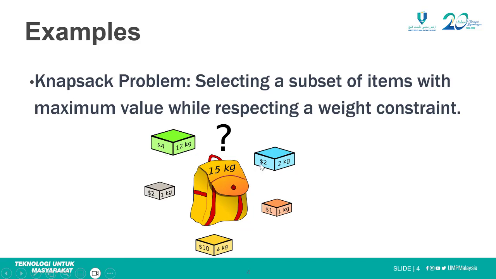$6. But if we take this item, 4 kg, combined with other items such as in blue color or in gray color, the value is already $14. So this is one example of a problem where we have a limited carrying capacity, and we need to choose which items to collect.